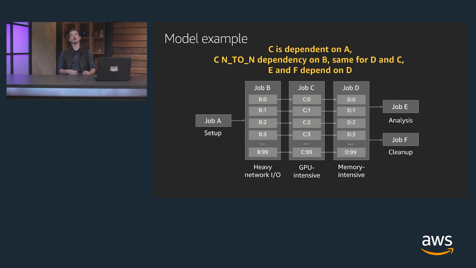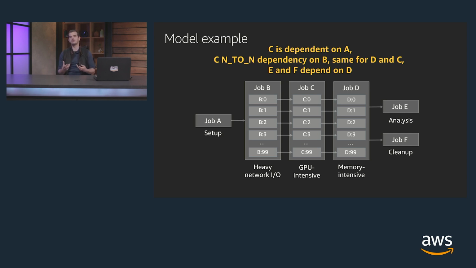In this example, we have job A, which is a setup job coming in. We then have 3 distinct steps that are submitted as an array. Here you have arrays of 100 jobs each. We have a heavy network I/O step, a GPU intensive step, and a memory intensive step. This is very common in a machine learning use case. Those 3 arrays are dependent on, well, first of all, the later 2 arrays are dependent on each other, but essentially the arrays are dependent on that setup job, and that heavy network I/O.